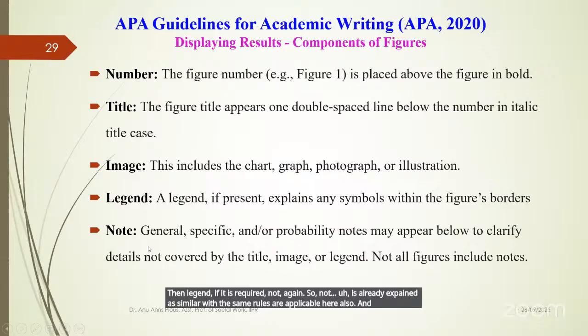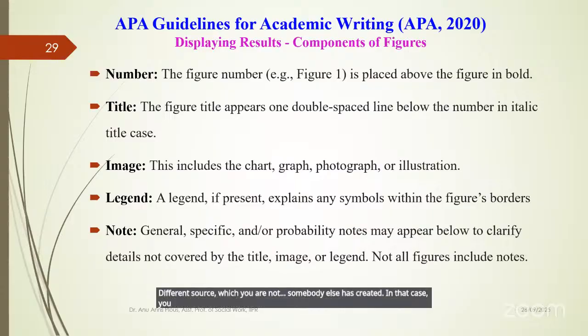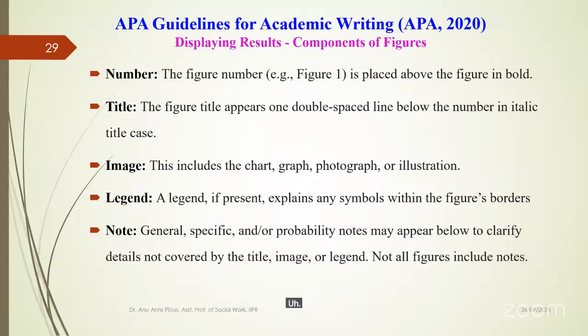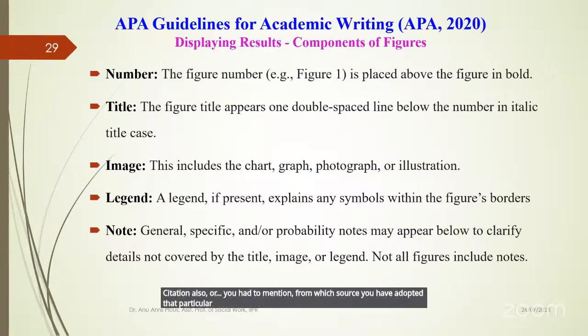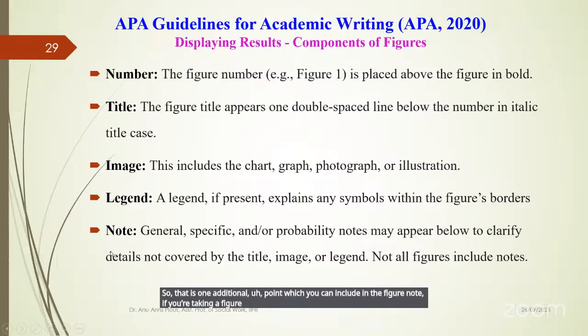In addition to the previous rules I have mentioned, if you're taking an image from a different source, which somebody else has created, in that case you have to give the citation also, or you have to mention from which source you have adopted that particular image. That means you are giving credit to the authors of that particular image. That again helps you avoid plagiarism. So that is one additional point which you can include in the figure note if you are taking a figure from any other source.